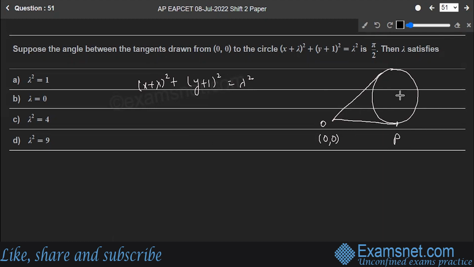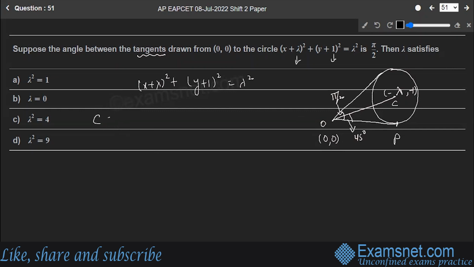Let this point be equal to P and let this be the center. So according to this equation, what are the coordinates of the center of the circle? It's minus lambda, minus 1. These are the coordinates of this center, and let's draw a line OC. So I think the situation is absolutely clear to you. One thing more is given, that the angle between the tangents is pi by 2. So this whole angle is equal to pi by 2. If this is pi by 2, then this angle is got to be half of pi by 2, that is equal to 45 degrees.